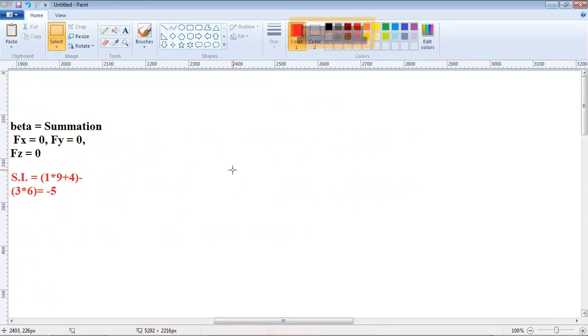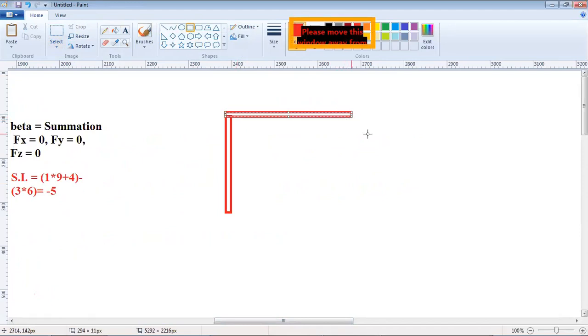And then let's move to the frame. Now let's take an example of a frame. For example, this is a 2D frame.